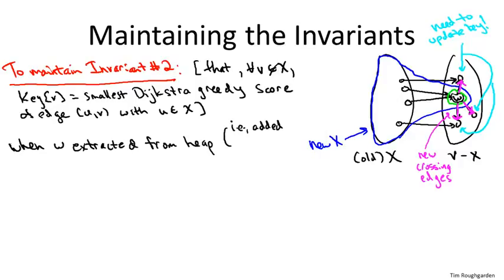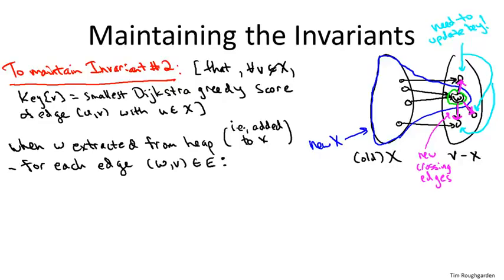So when we extract a vertex W from the heap, that is, when we conceptually add a new vertex W to the set X, thereby changing the frontier, we say, well, we know the only vertices that might have to have their key changed are the ones on the other side of these outgoing arcs from W. So we just have a simple iteration over the outgoing edges WV from the vertex W.